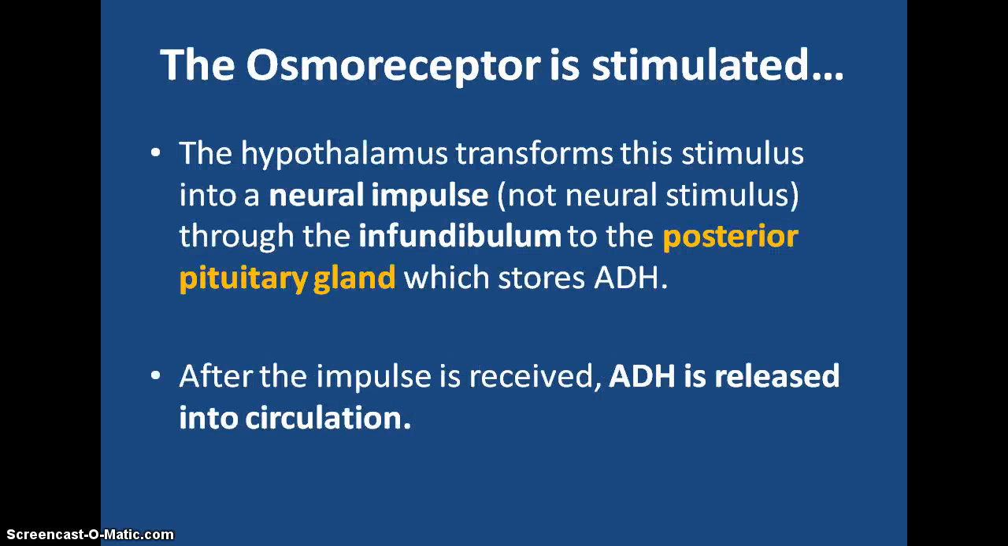Once the osmoreceptor is stimulated, it transforms this into a neural impulse. Note, not a neural stimulus. This impulse travels through the infundibulum to the posterior pituitary gland, which stores ADH, or antidiuretic hormone. After the impulse is received, ADH is released into circulation.